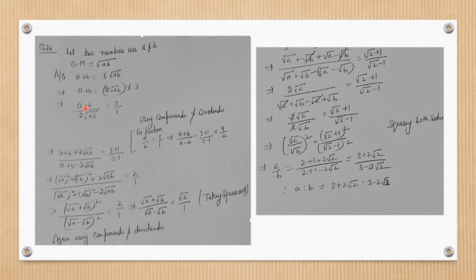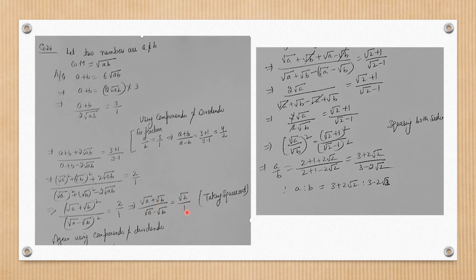And by using it, we will first add 2 root ab in the numerator. So it becomes a plus b plus 2 root ab, and the denominator becomes a plus b minus 2 root ab. And this becomes 3 plus 1 upon 3 minus 1. Now look at it carefully. It becomes (root a) whole square plus (root b) whole square plus 2 root ab, and the denominator is also like this, equal to 2 upon 1. Now see carefully, it is actually (root a plus root b) whole square over (root a minus root b) whole square, which is equal to 2 by 1. Taking the square root, I will get (root a plus root b) upon (root a minus root b) is equal to root 2 by 1.